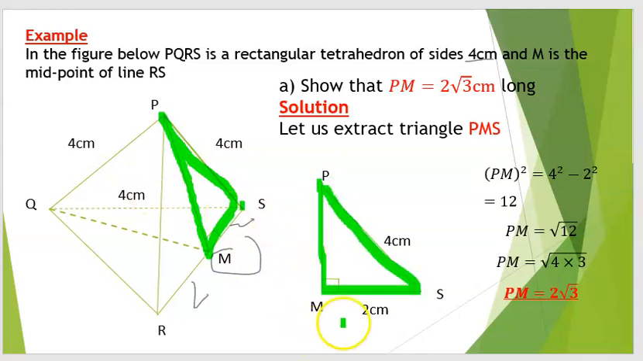Realize that MS is 2 and PS is 4. So the missing length is a shorter side. Therefore, PM squared equals 4 squared minus 2 squared, which equals 12. And therefore, PM equals the square root of 12. The square root of 12 is the same as the square root of 4 times 3. The square root of 4 is 2, and the square root of 3 remains. Therefore, PM equals 2 root 3.